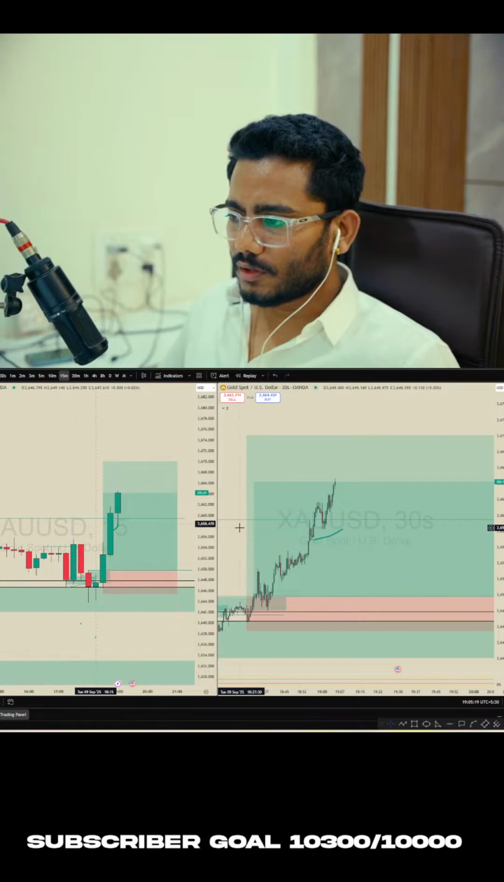Now you can trail the stop loss till here, 3658, and hold this move.